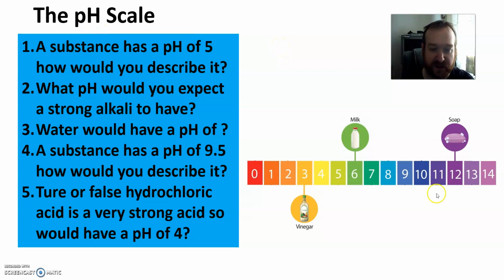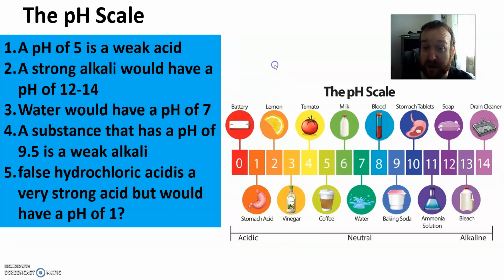Okay, hopefully you've answered those questions now and your song's finished, and you've made some little annotations about this picture. Here's what I have done. Number 1, a pH of 5 is a weak acid. A strong alkali would have a pH of about 12 to 14. Water would have a pH of 7. A substance that has a pH of 9.5 is a weak alkali.